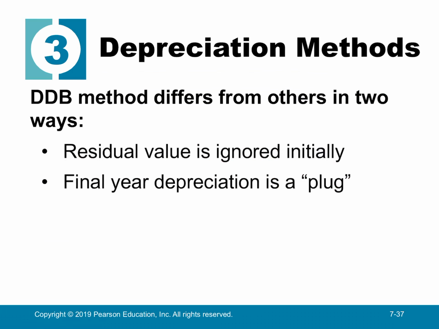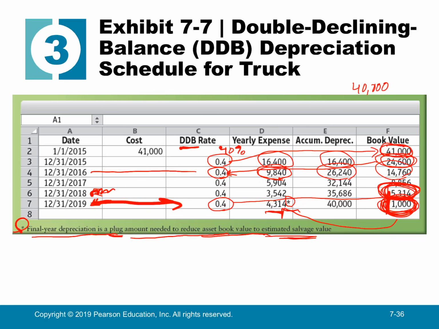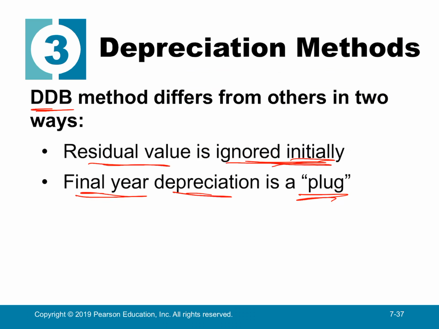So two big differences for double declining method, right? The residual value gets ignored at the beginning, only at the beginning. And then the final year depreciation is just a plug. We're just plugging the difference. We're just figuring out what number we need here in order to bring this down to the residual value, to the 1,000. So the final year depreciation is just a math equation of one number minus another number.